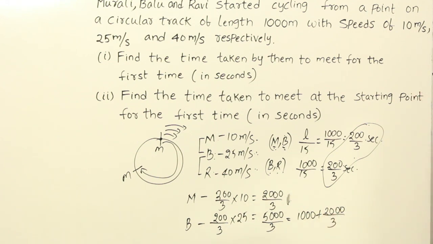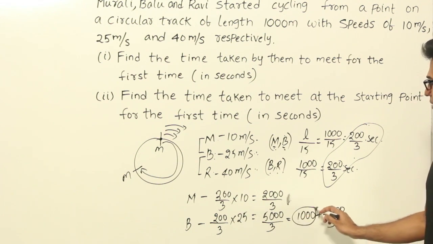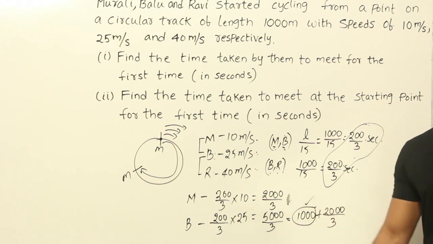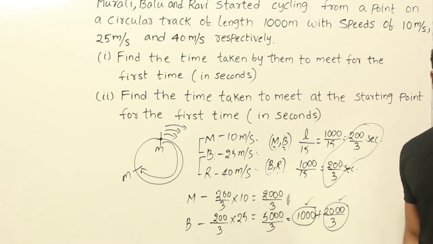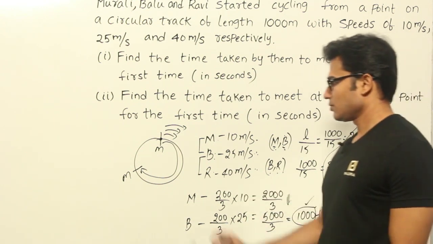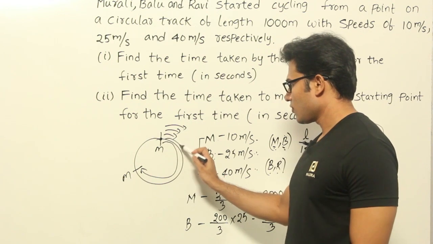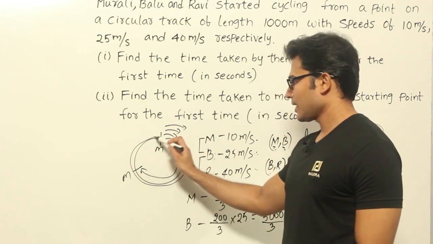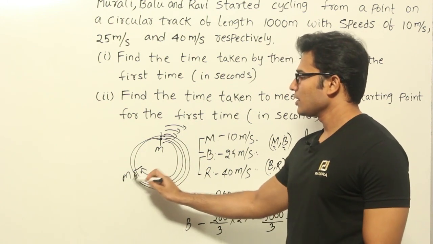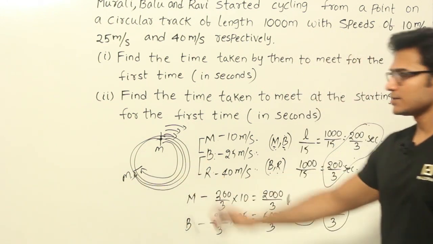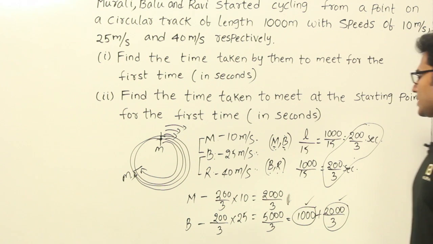Now, what is the meaning of it? It is nothing but he has covered exactly one round, and then he has covered the distance which is covered by Murali, right? Which means Balu is going to cover one round completely, and after covering one round, he has covered exactly the same amount which is covered by Murali. That is why he is there, right? So both are standing there.